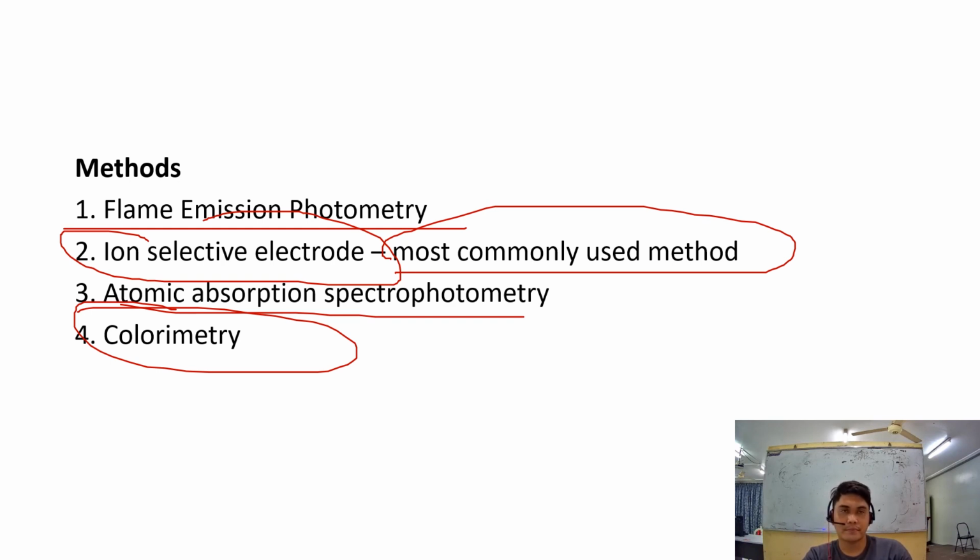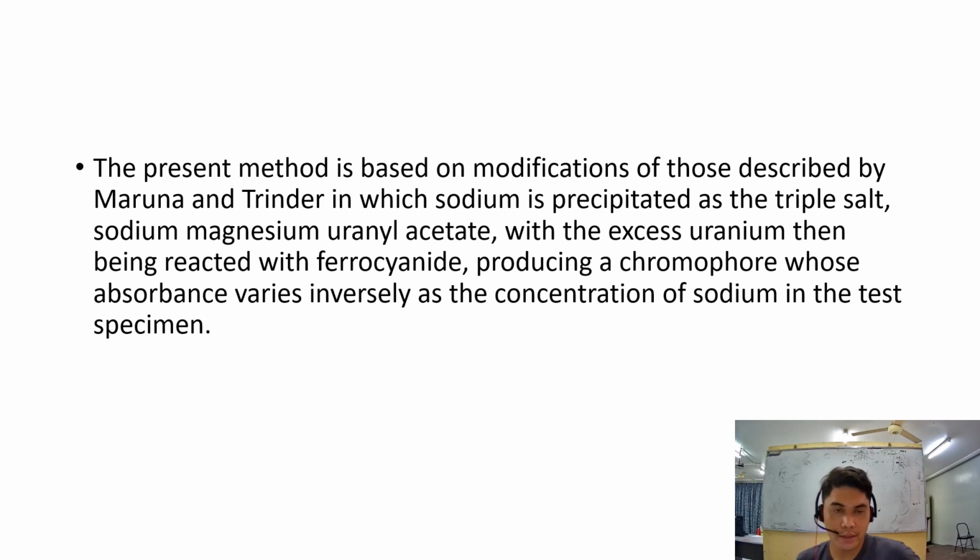So for this one, I will discuss the colorimetric method for the determination of sodium. Principle: the present method is based on modifications of those described by Maruna and Trinder, in which sodium is precipitated as the triple salt sodium magnesium uranyl acetate, with the excess uranium then being reacted with ferrocyanide, producing a chromophore whose absorbance varies inversely as the concentration of sodium in the test specimen. So, explanation.